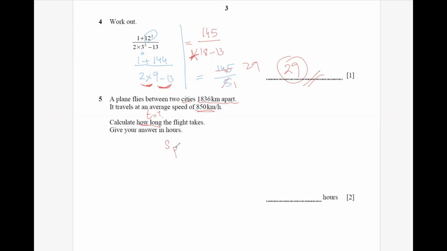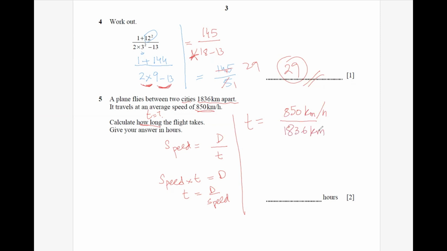As we know that speed is equal to distance divided by time. So first of all, we need to make this time the subject. So shifting this t to the other side, speed times t equals distance. Then you need to retain t to this side and distance divided by speed. Now this would give us the answer. Let me substitute the values. T is going to be, distance is there, 850 kilometers per hour divided by 1836 kilometers.